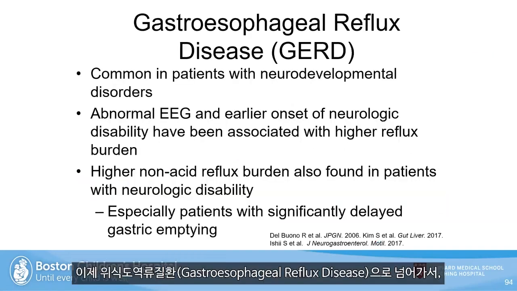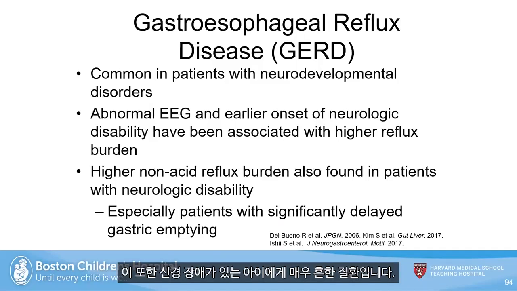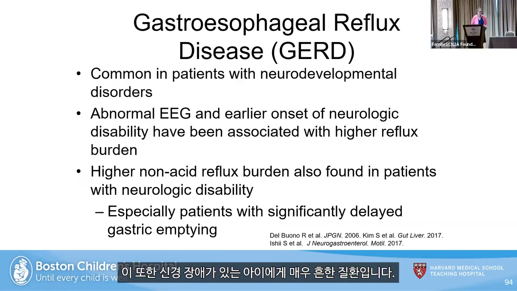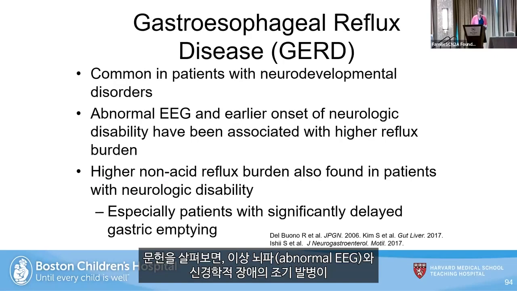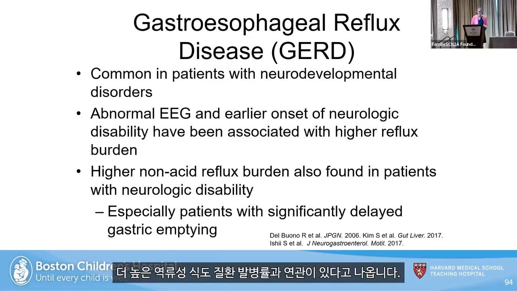So moving on to gastroesophageal reflux disease, it is also very common in kids with neurologic disability. If you look in the literature, they say that abnormal EEGs and earlier onset of neurologic disability have been associated with a higher reflux burden.